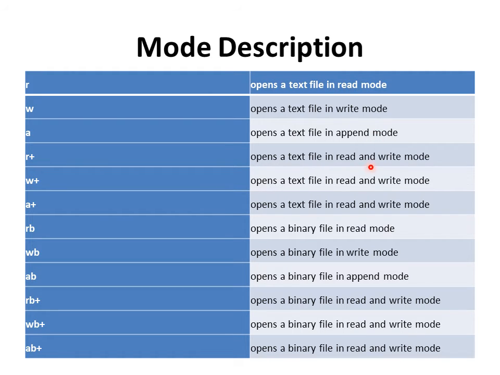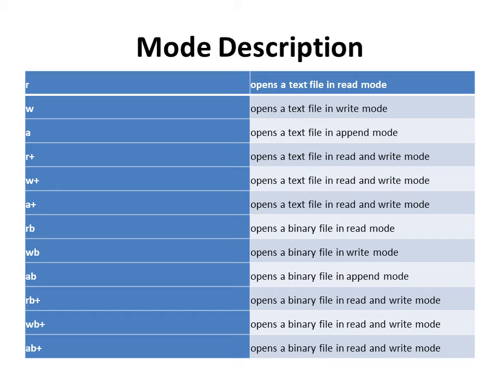r plus opens a file in read and write mode. w plus opens a text file in read and write mode. a plus opens a text file in read and write mode. rb opens a binary file in read mode. wb opens a binary file in write mode. ab opens a binary file in append mode. rb plus opens a binary file in read and write mode. wb plus opens a binary file in read and write mode. ab plus opens a binary file in read and write mode.